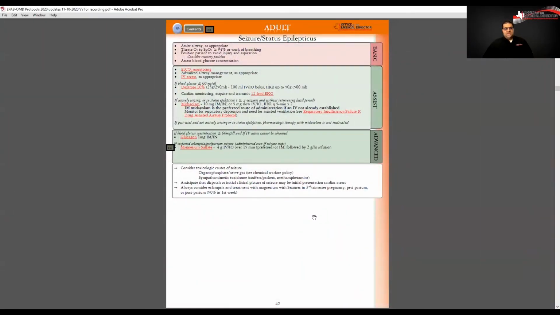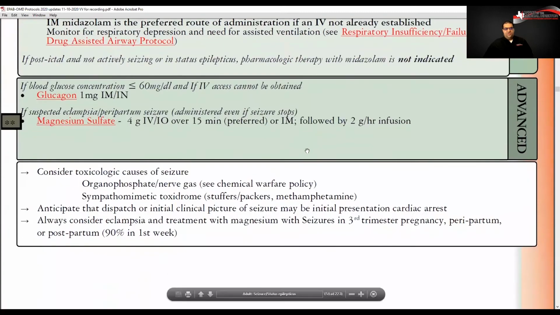Seizure and status at the advanced level. One of the things we've done is updated our magnesium dosing for patients in eclampsia or peripartum seizure. You're going to see 4 grams IV over 10 minutes, followed by a 2 gram an hour infusion. The IV route is preferred, but if you can't get an IV, especially in a bad seizure, after you've managed them with the midazolam, you can actually administer it intramuscularly as well. The 2 gram per hour infusion, obviously through an IV afterwards.